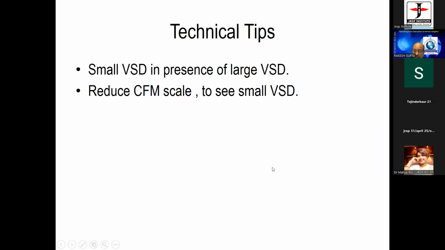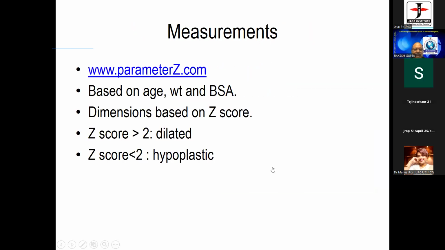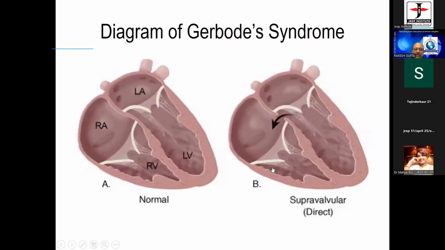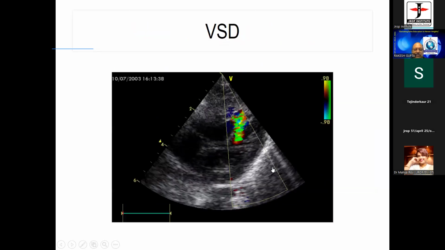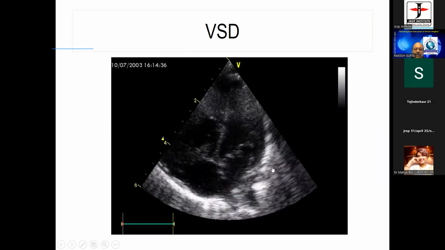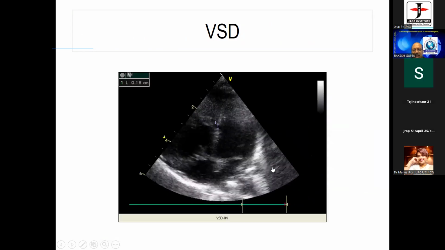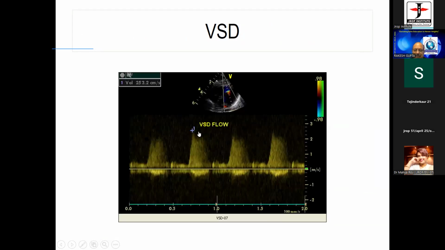Now the question comes, if the VSD is small versus if the VSD is large. So what do we mean by this? We say that whether the VSD is large or small does not make any difference. We always say whether the VSD is restrictive versus non-restrictive. What do you mean by restrictive VSD? If we happen to see a small VSD with a large gradient, that is a restrictive VSD.